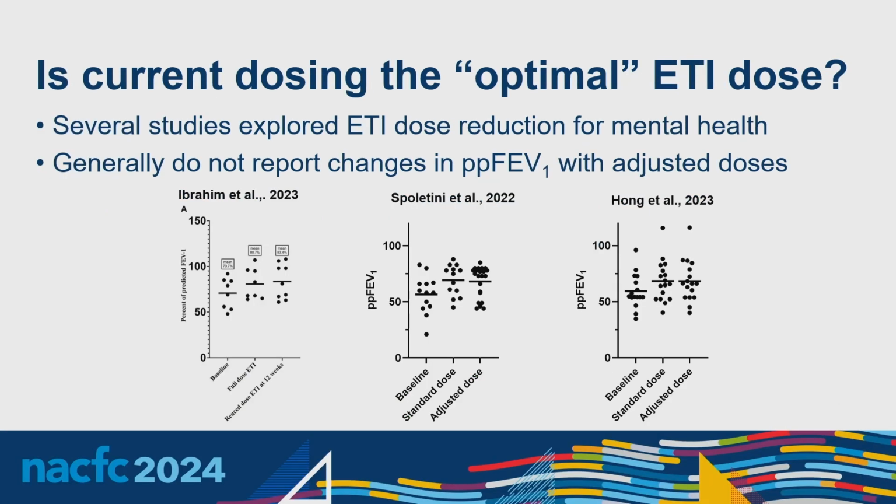And so I won't spend a lot of time on what the optimal dose is. I think Dr. Gimbalot will go into that more. But just to mention that there are several studies that have explored dose reduction, primarily for mental health changes. And as a general rule, these are about half the normal dose. It varies a little bit by study. There's not a change in FEV1. Now, these are small studies, and so you don't want to make too much out of it, but it does suggest that possibly we could target a lower dose.